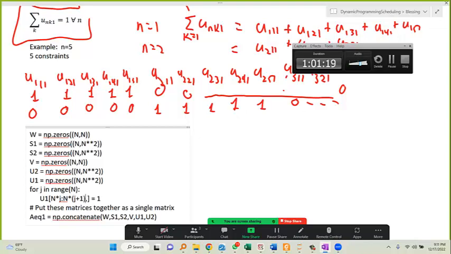Or I could just do it this way, probably easier: n times j plus n. Yes, so that means there are n consecutive ones. So this will be the second equality matrix.